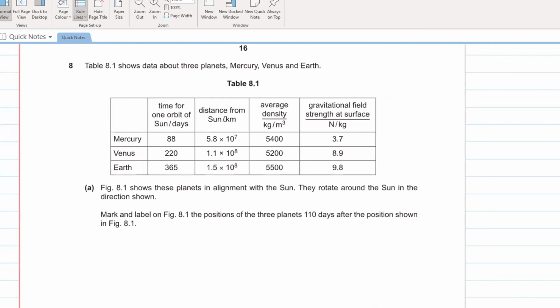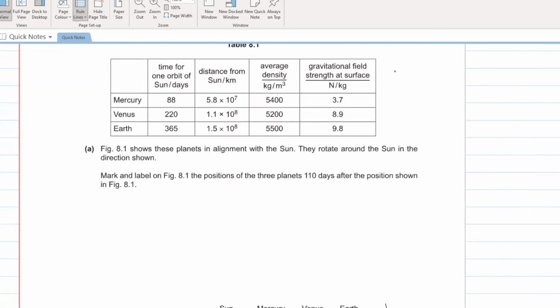Table 8.1 shows three planets: Mercury, Venus, and Earth. The time for one orbit of the Sun: for Mercury it is 88 days, for Venus it is 220 days, for Earth it is 365 days. This is the distance from the Sun, this is the average density, and this is the gravitational field strength. Everything is pretty easy to understand.